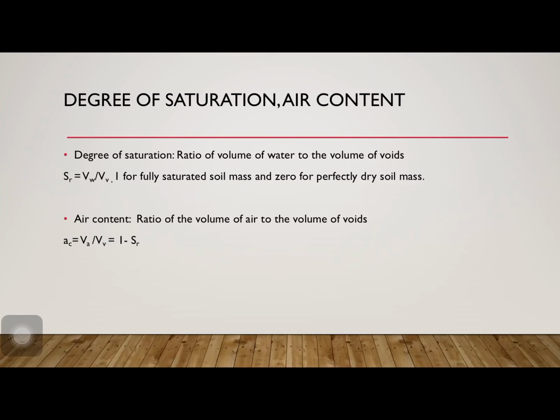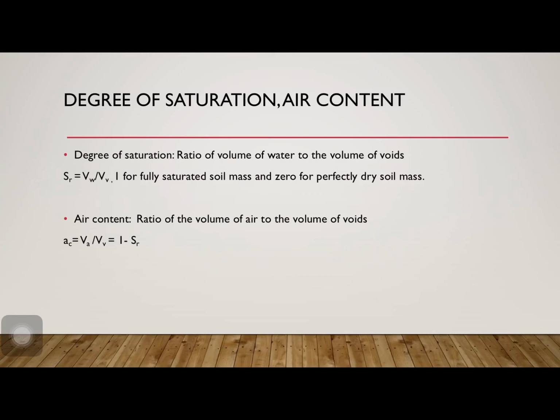What is the degree of saturation for a fully saturated soil mass? It is 1. Why is it 1 for a fully saturated soil mass? Because volume of water and volume of voids will be equal. It will be completely filled with water. So Sr is equal to 1 for fully saturated soil mass and 0 for perfectly dry soil mass. Why? Because in a perfectly dry soil mass, the volume of water will be nil, so the degree of saturation will be 0.